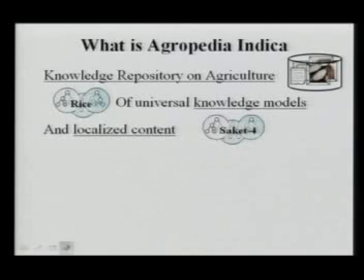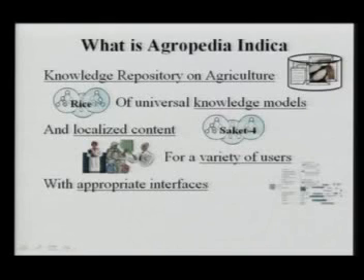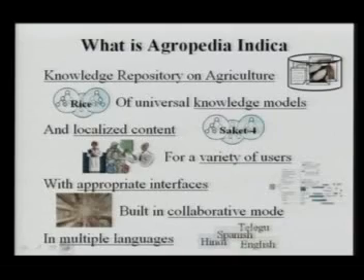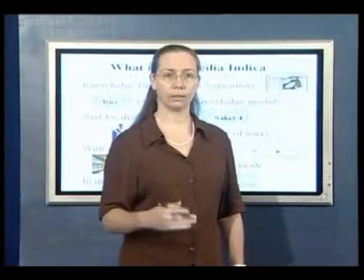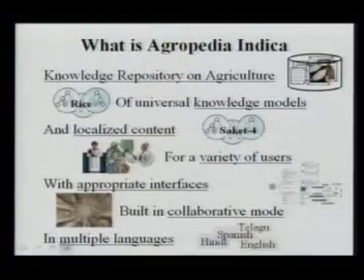Let's see in detail what is Agropedia Indica. Agropedia Indica is a knowledge repository on agriculture of universal knowledge models and localized content for a variety of users with appropriate interfaces for different users, built in a collaborative mode and in multiple languages. We will see now in detail each of these steps to present which part of the project each of these elements are affecting. The first point is to see what is the knowledge repository in agriculture.